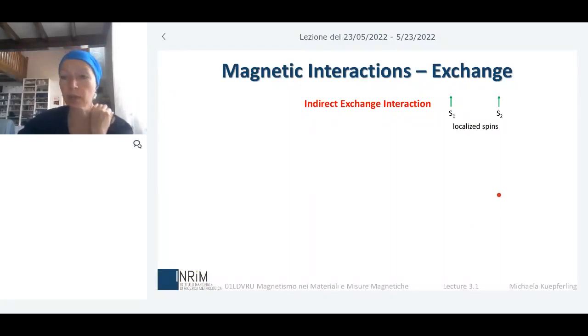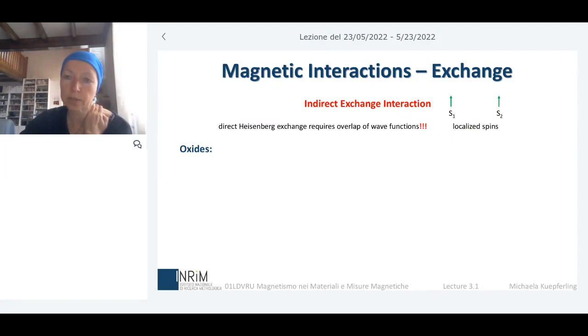Okay, so until now we were speaking only about direct exchange interactions. So we were thinking about these two spins S1 and S2, neighboring spins, which are localized at an atom at a certain position in the crystal, and you may have an overlap of wave functions up to a certain extent, and this will describe your antiferromagnetic or ferromagnetic behavior, or it will describe if there's no ferromagnetic behavior. Then we speak about paramagnets. So direct Heisenberg exchange requires the overlap of wave functions. We saw this before, no? Otherwise, we would not have any Heisenberg exchange in the derivation of exchange interaction.